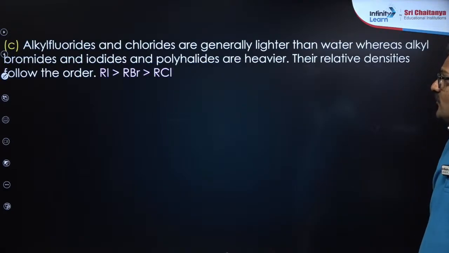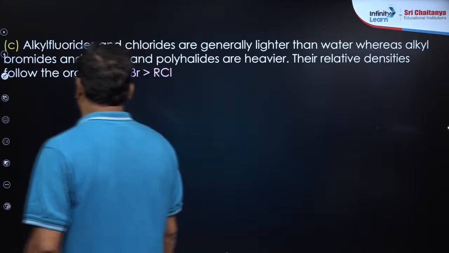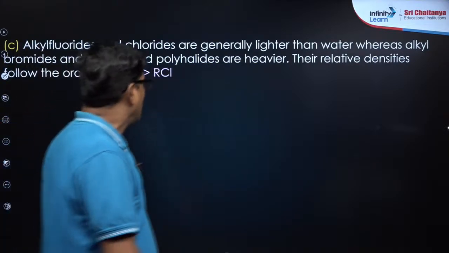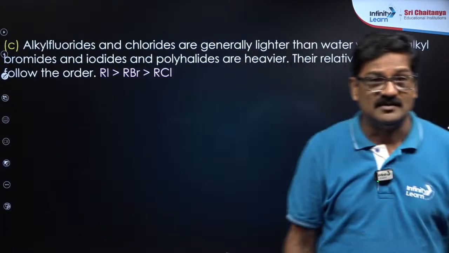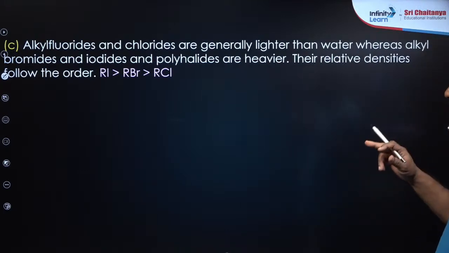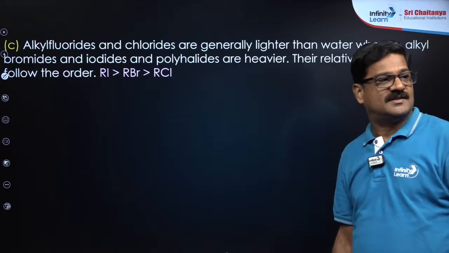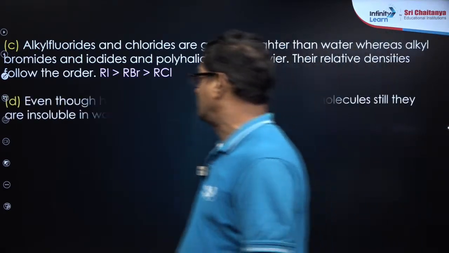So alkyl fluorides and chlorides are generally lighter than water, whereas alkyl bromides and iodides are heavy and polyhalogens are heavy. That's the reason why their relative densities, alkyl iodides is greater than alkyl bromides is greater than alkyl chlorides. Yes, that you said is about the symmetrical structure, my dear students.